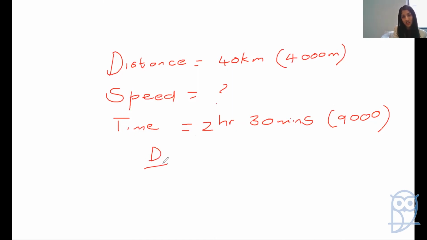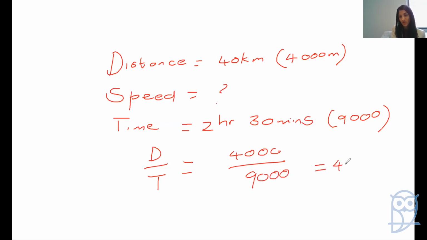We say distance over time, because that's how we're going to work out our speed. So we're going to say 4,000 over 9,000, and you should get an answer of 4.44 m/s. That would be your answer. So that would be the average speed during those 2.5 hours.